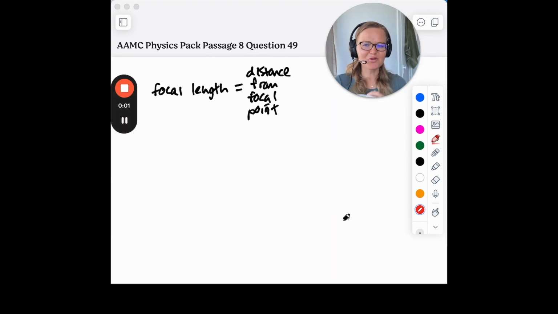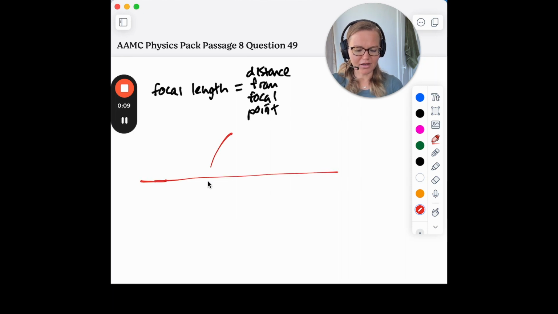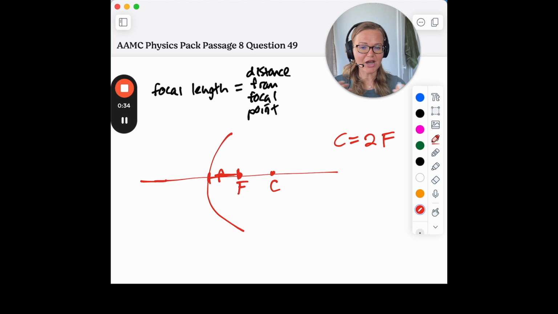But having reviewed those concepts, I would have started off this question by just drawing my own simple diagram. So here is my convex lens, and so I know that my focal point is going to be behind my convex lens. And then we have to define a couple other important terms to know when we're talking about mirrors and lenses. One of those is our center of curvature. Our center of curvature is just equal to 2 times our focal length. So again, if this is our focal point, then this is going to be our focal length from here to here. And our center of curvature is just 2 times that distance.